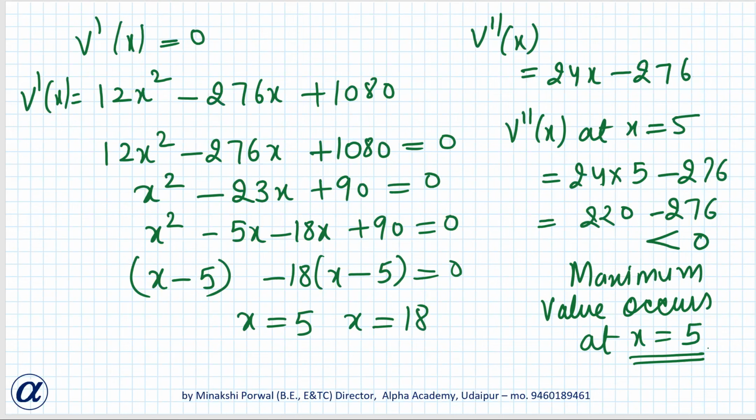Now we'll find the other dimensions. Here it is asked what should be the side of the square to be cut off. So the side of the square to be cut off, this is the answer. And if we are asked to find the other dimensions, we can substitute in 45 minus 2x and 24 minus 2x.